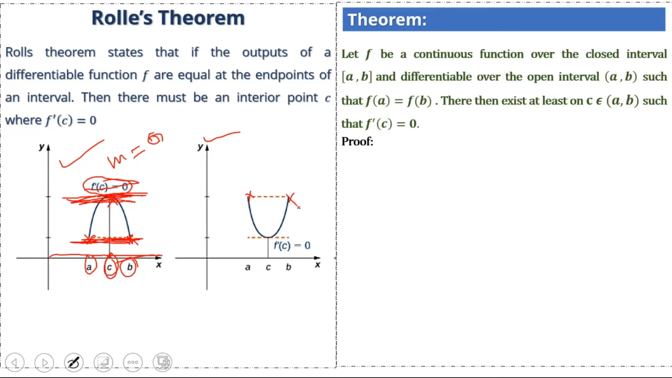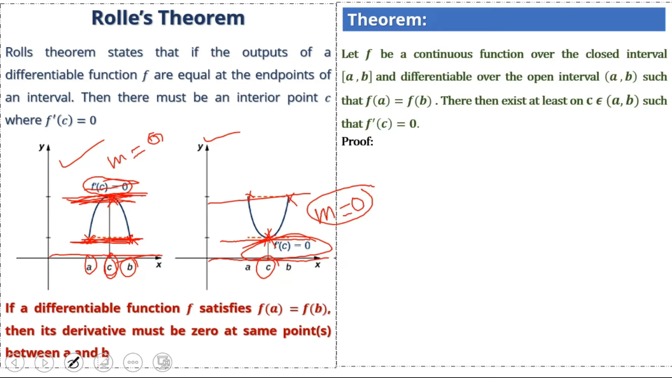Next, if we have a function like that and we can see the values of the function at the endpoints of the interval are both the same, then there must be an interior point C at which the derivative of the function is 0. The first derivative being 0 means the slope of the tangent line is 0, and we can see the tangent line is parallel to the x-axis, and at this point we have an absolute minimum.